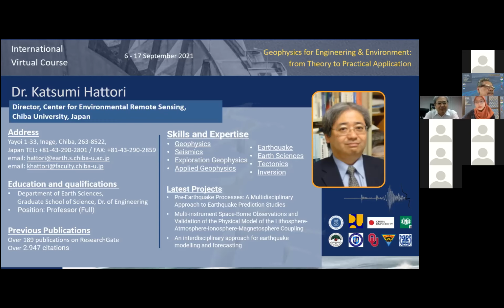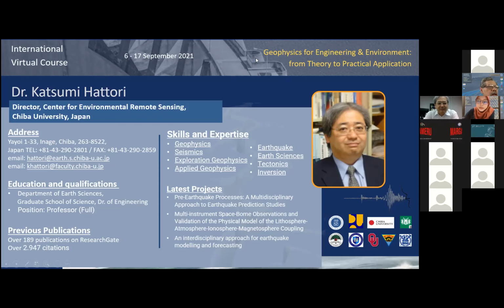Before the presentation begins, let me inform you how it will go. First, Professor Hattori will be invited to present the material. After that, there will be questions and answers, followed by a conclusion. And I hope Professor Hattori can give us closing remarks. Now, allow me to welcome the speaker, Professor Katsumi Hattori, to deliver his presentation. Professor Hattori, the floor is yours.